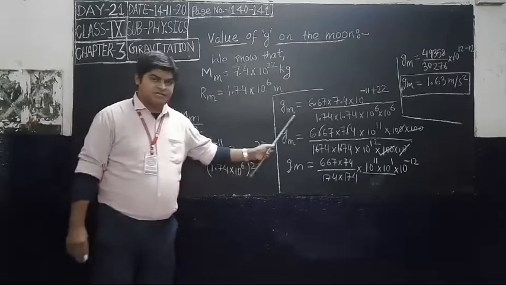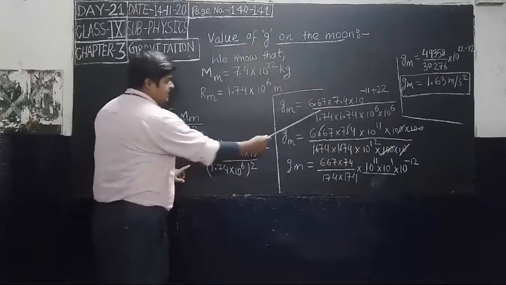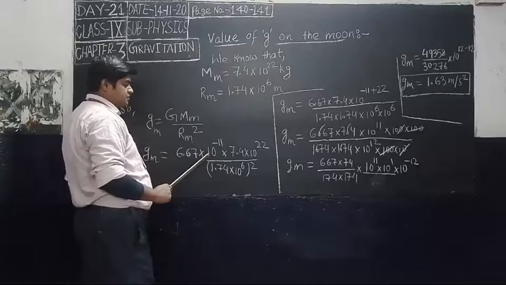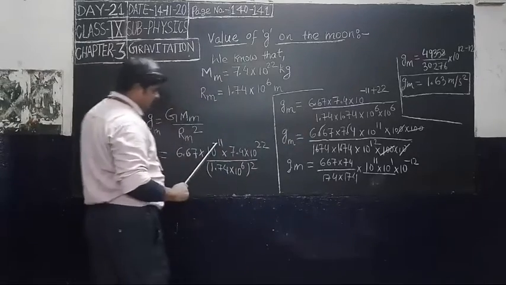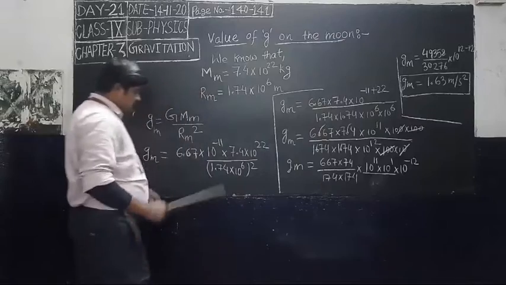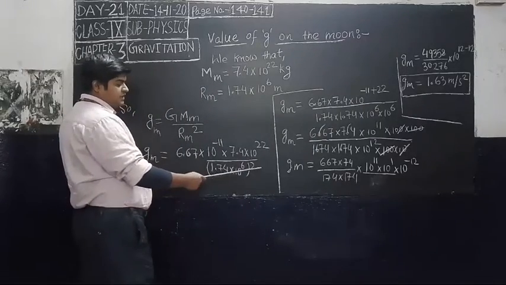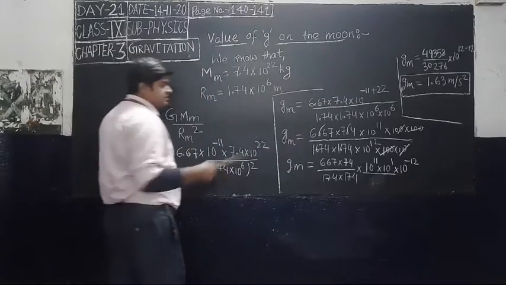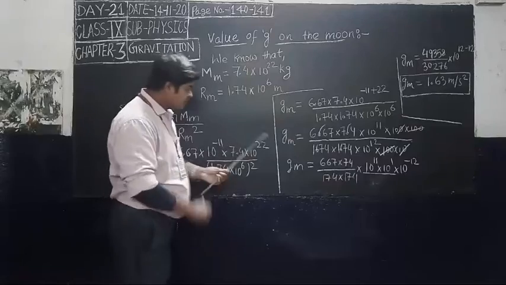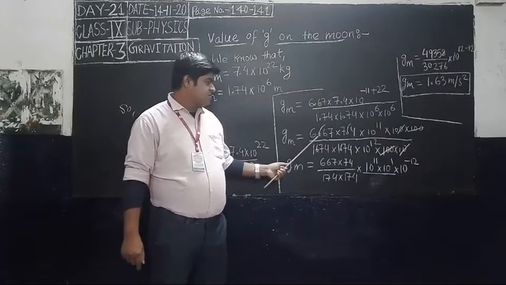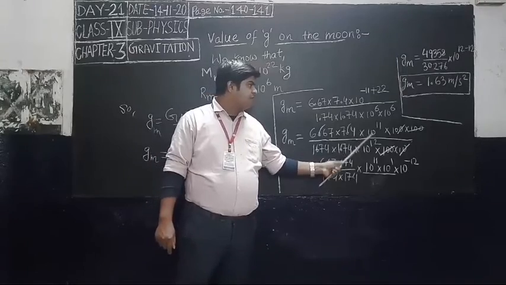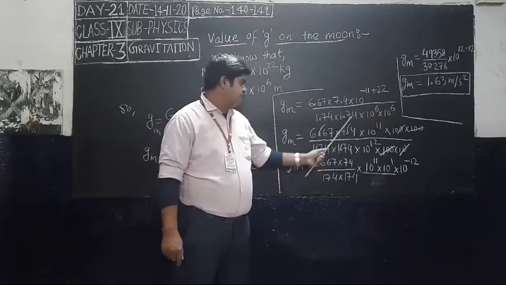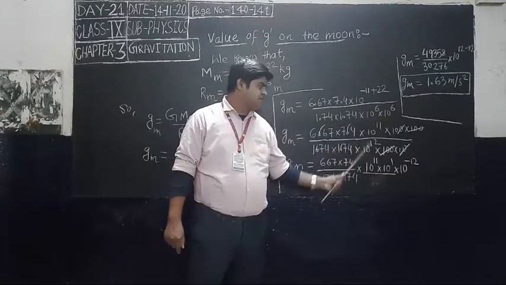Now gm is equal to 6.67 into 7.4, and the base 10 is the same, so the powers should be added: 10 to the power minus 11 plus 22. For 1.74, you will write it two times because it is a square: 1.74 into 1.74, and 10 to the power 6 into 10 to the power 6. So gm is equal to 6.67 into 7.4 into 10 to the power 22 minus 11, which is 10 to the power 11, by 1.74 into 1.74 into 10 to the power 6 plus 6, which is 12.